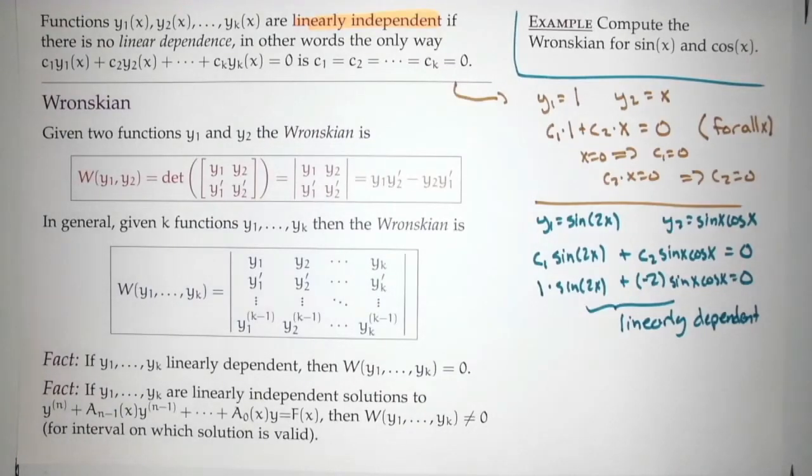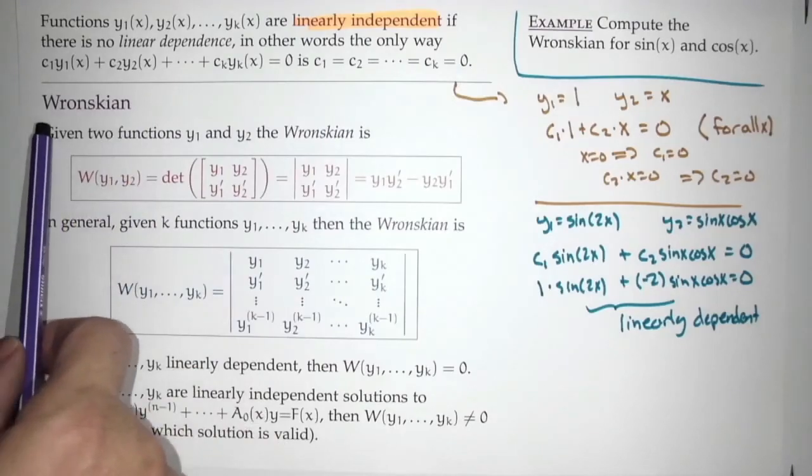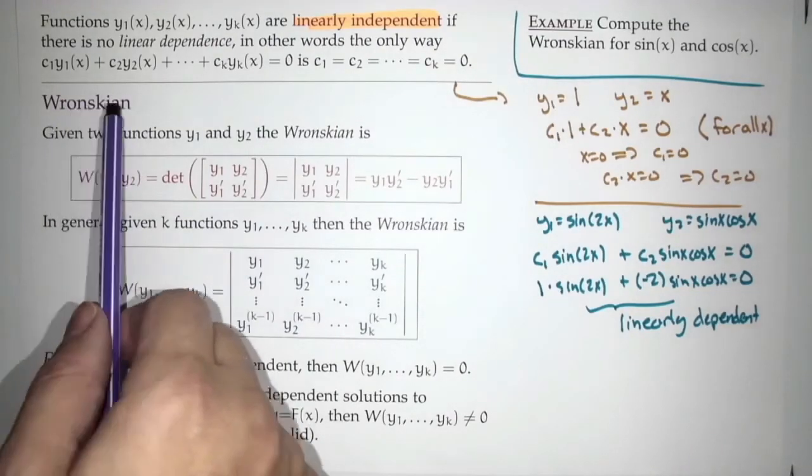But how do we know? Because we are going to get into complicated functions, and how can we be confident that what we have is independent or not? So this leads us into what's known as the Wronskian. Now, in case you're wondering, where does this name come from? It's named after a Polish mathematician. The ski in the name gives it away that it's a Polish name.